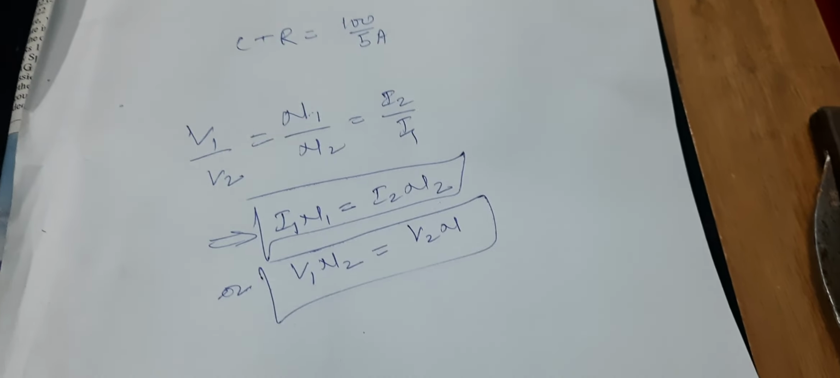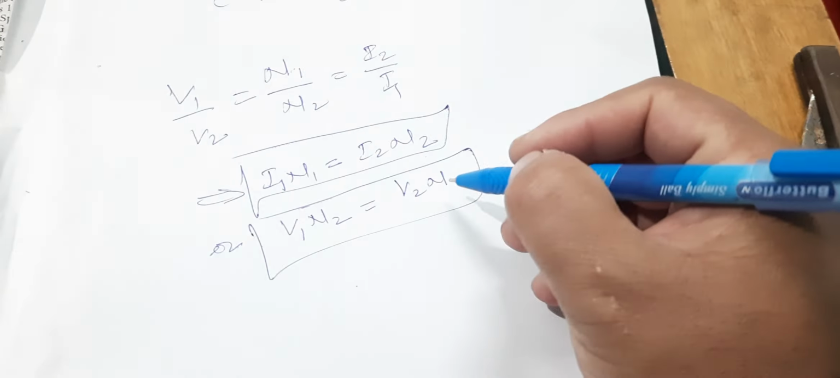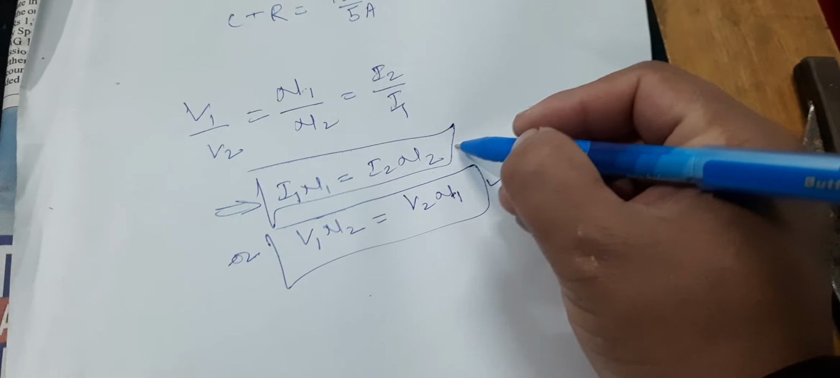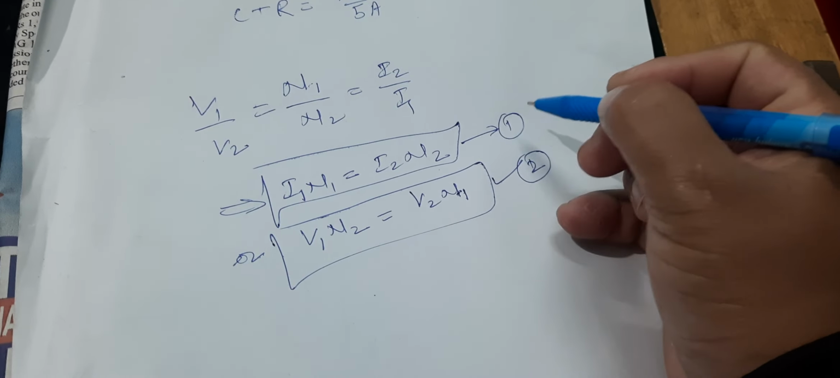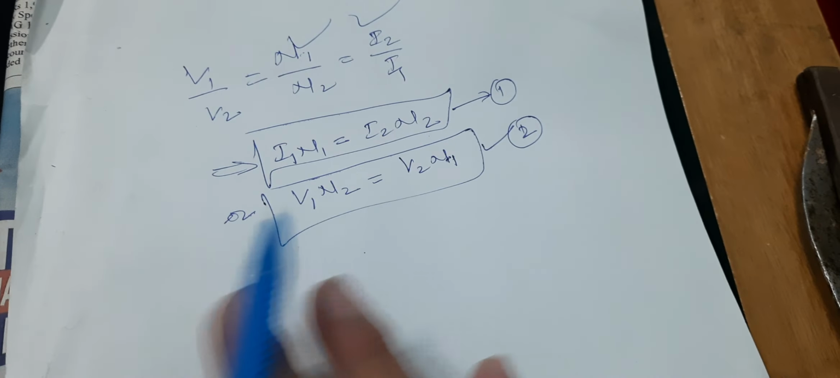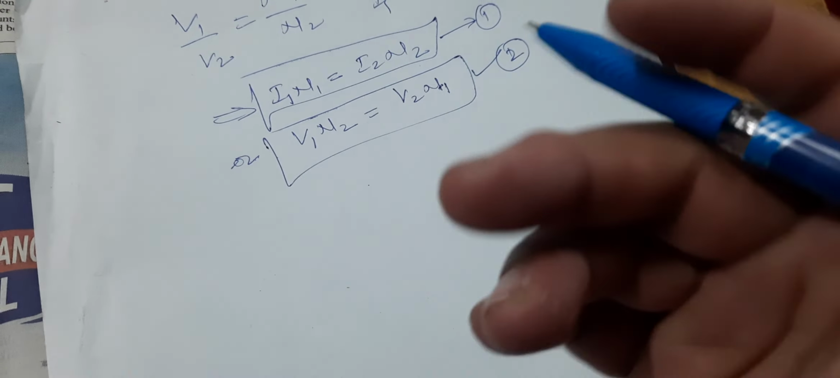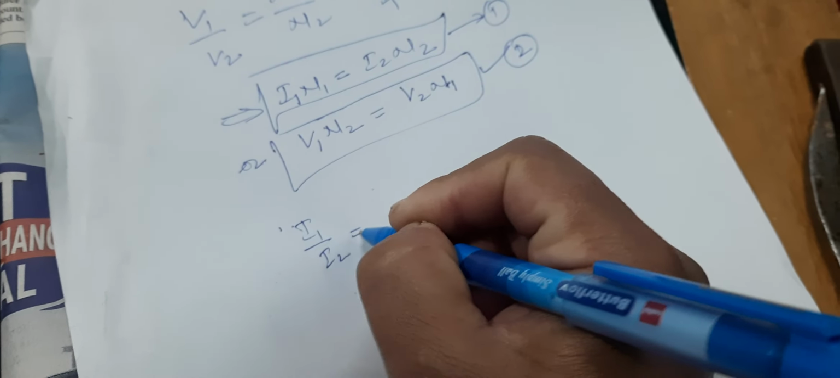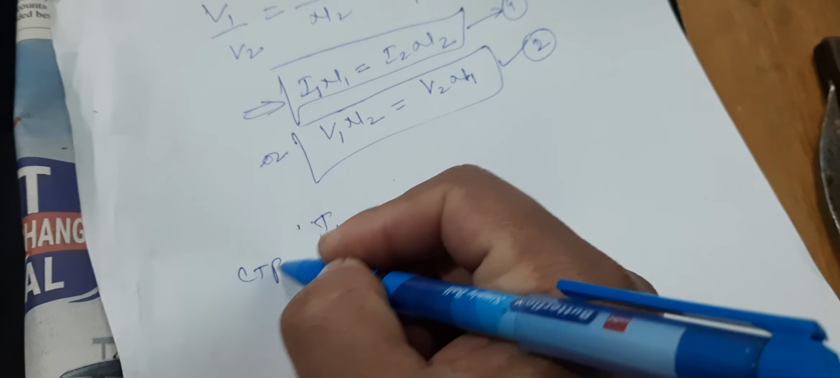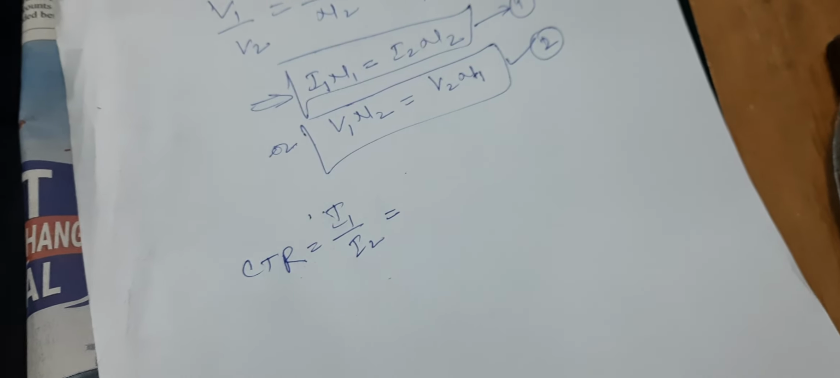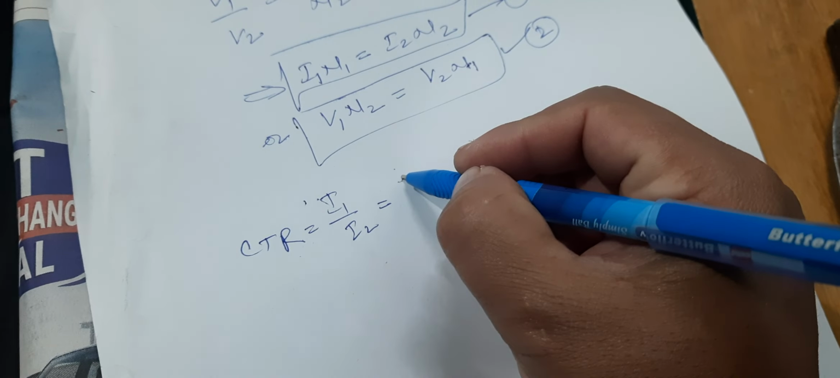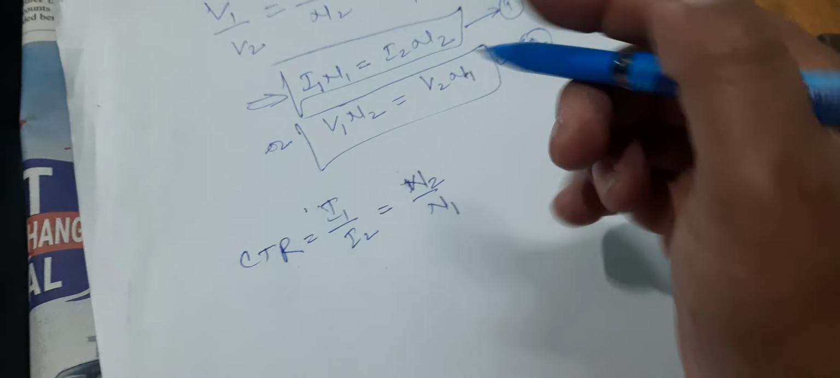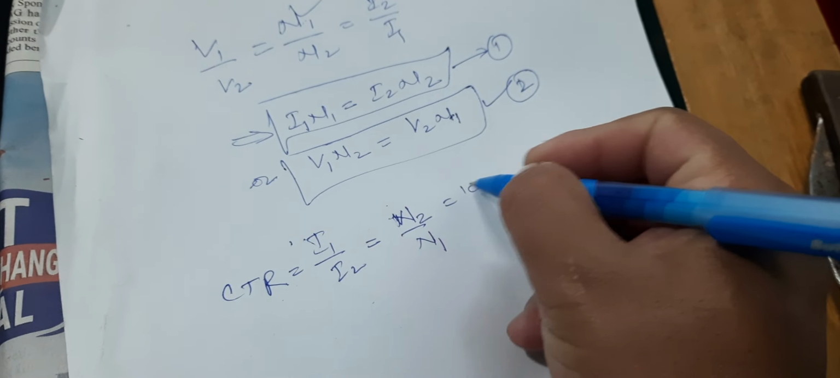If we talk about a potential transformer, we use the second equation. But if we talk about CT, we take the first one. That means for a current transformer, the equation we will use is I1 by I2, which is nothing but our CT ratio. CT ratio is equal to the current in the primary by the current in the secondary, which is nothing but N2 by N1, which in our case is 100 by 5.